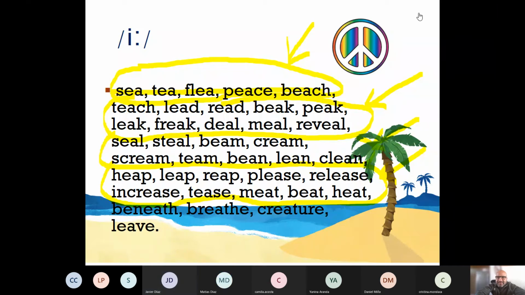And Lucia Oces, could you read aloud this selection, please? Yes. Beneath, breathe, creature, live. Perfect. Thanks so much, Lucia.